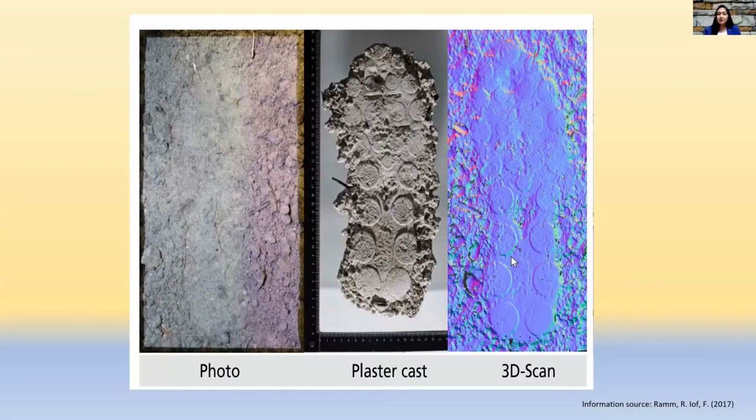A simple example that I've taken from one of the papers from 2017 by RAM. This is an image of how a footwear mark has been captured. The one on the left is a simple photograph. The photograph is lacking a lot of details. It is lacking the pattern of the shoe.